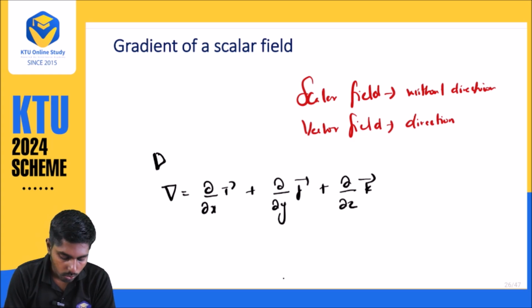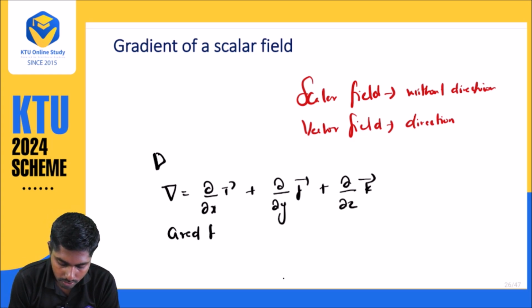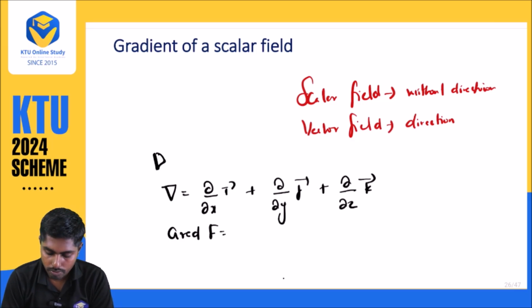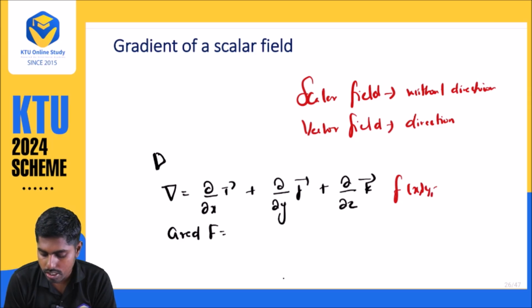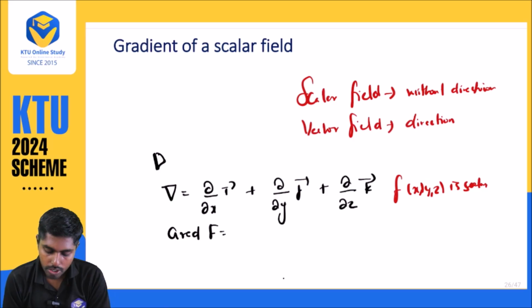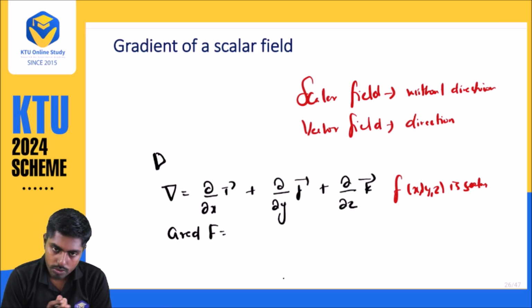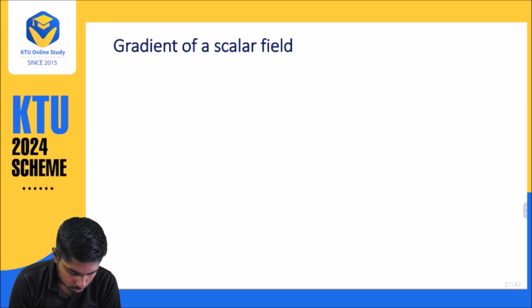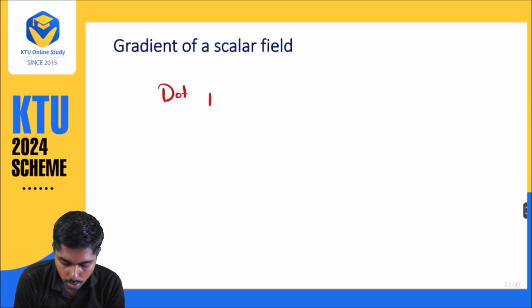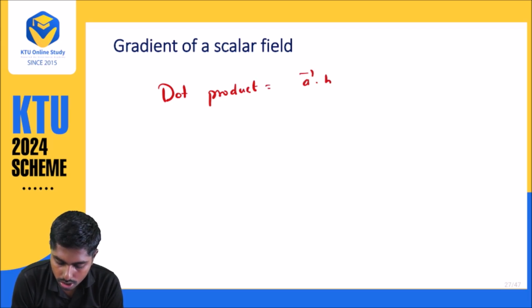Here we want to identify grad f. They will be giving a function f of x, y, z, which is a scalar function. You want to multiply, and we know about dot products, so you just need to know the dot product. Some basics: what is the dot product in vectors? A dot b.